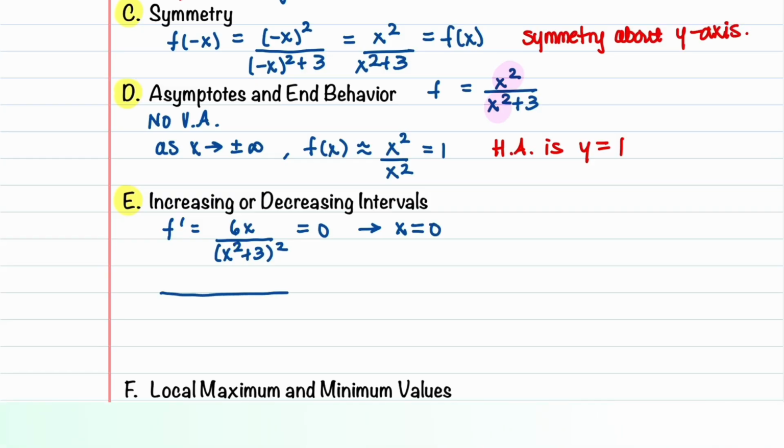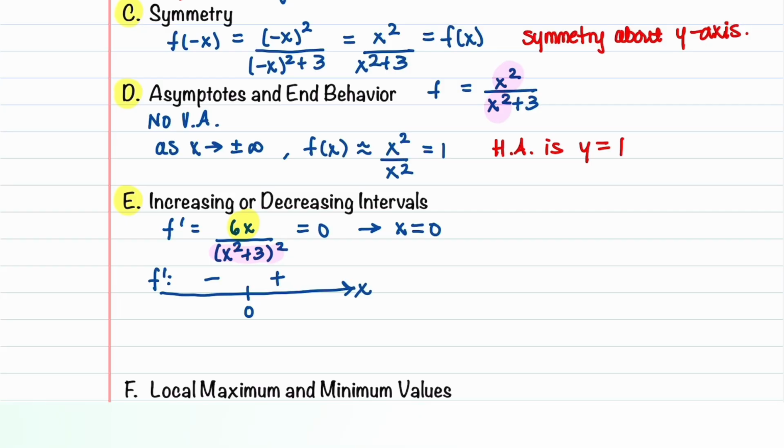So we can go ahead and draw a number line, and we're going to put 0 on this, and we're going to look at f prime. We want to find if f prime is positive or negative. Notice that the denominator is positive, so we don't even have to think about that. We just have to look at the numerator. Let's pick a number less than 0, like -1, and we see that f prime is going to be negative, and then to the right, it's going to be positive.